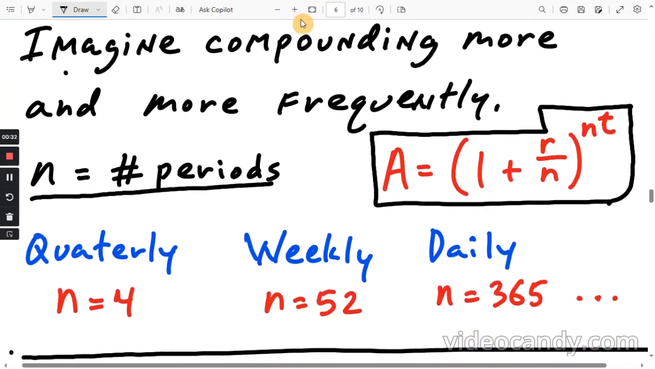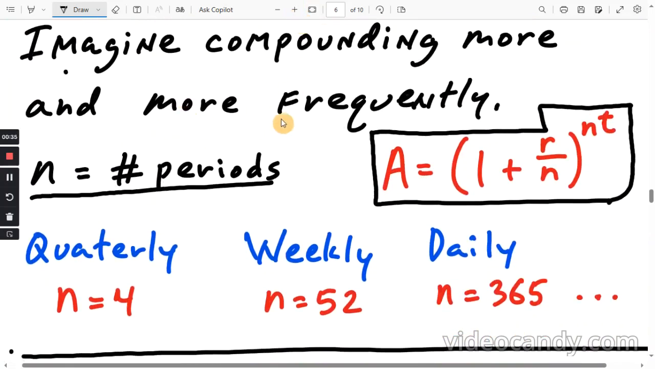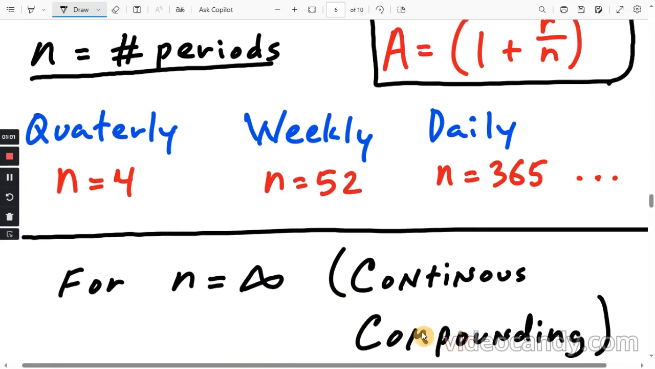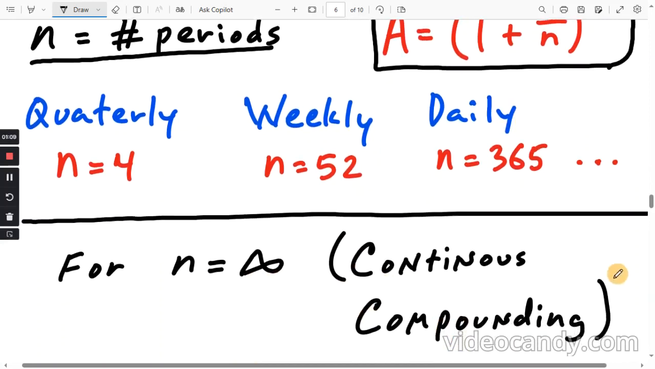What you want to imagine here is compounding more and more frequently. So if it were quarterly, and N is the number of periods, quarterly is 4 times a year. If it were weekly, there's 52 weeks in a year, that's 52 times per year. Daily would be 365 times per year. And if you kept going more and more frequently, eventually N would go to infinity. That is what continuous compounding is, when N equals infinity. Imagine every second, every millisecond, and so on and so forth.